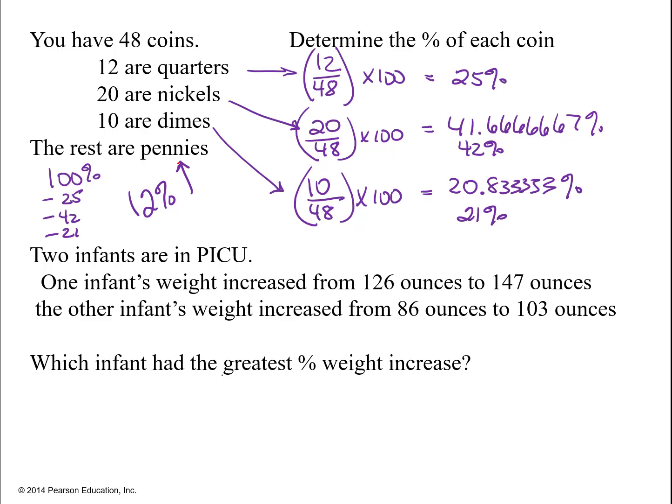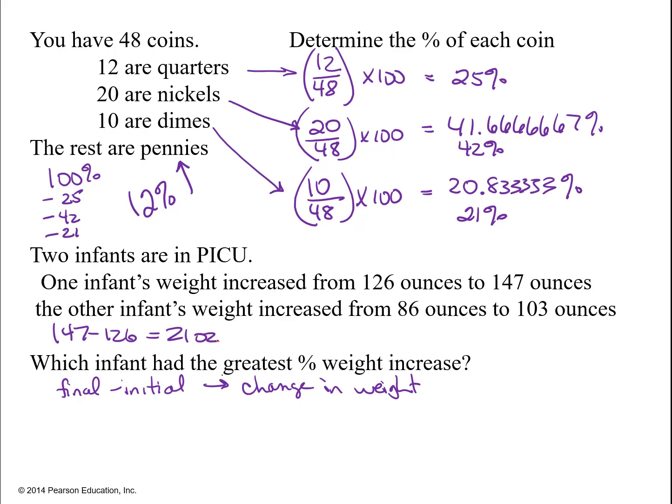So which infant had the greatest percent weight increase? If I'm looking for a percent weight increase, what do I have to do? First I need the difference, so I have to subtract their final weight minus their initial weight. And that's going to tell me the change. Like for infant 1, I'd take 147 minus 126. And so that's 21?